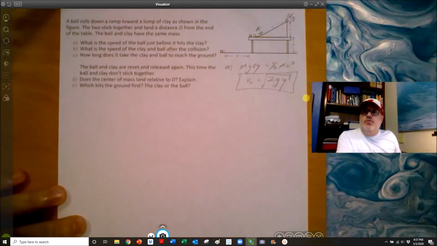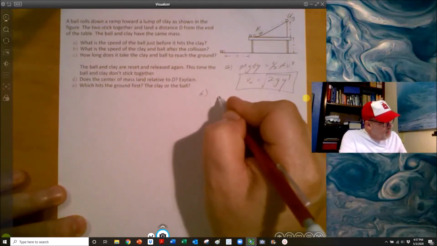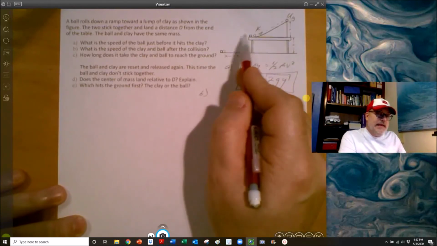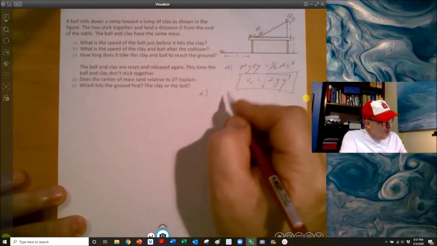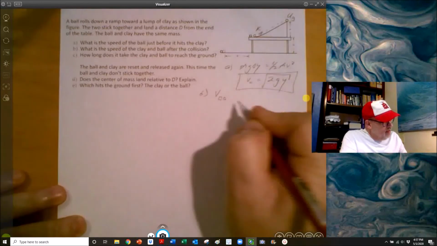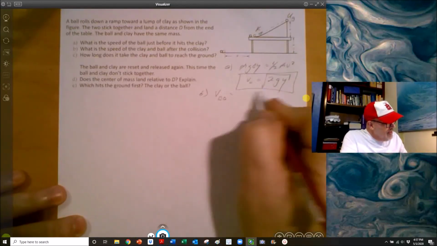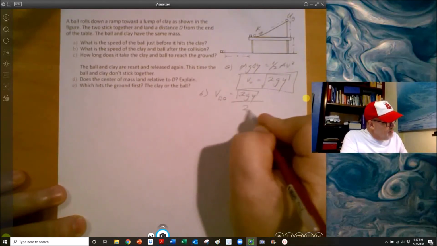Part B says, what is the speed of the clay and the ball after the collision? Well, conservation of momentum, look, we've doubled the mass when they hit and collide and stick together, so the velocity should be cut in half. You can prove that to yourself, but the velocity of the clay and the ball together will be half of this. So square root of 2gy, divided by 2.